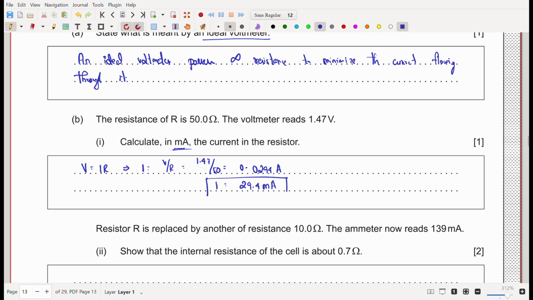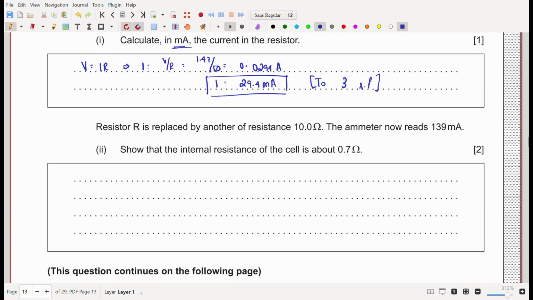Now remember guys, we have to keep it to 3 significant figures because we have 3 here and we have 3 here. So I will remember to write that 3SF. And that's it. Next, resistor R is replaced by another resistor of resistance 10 ohms. The ammeter now reads 139 milliamps. Show that the internal resistance of the cell is about 0.7 ohms.